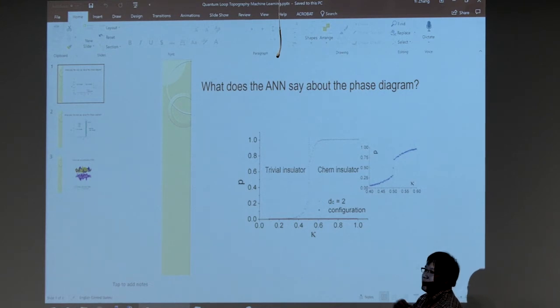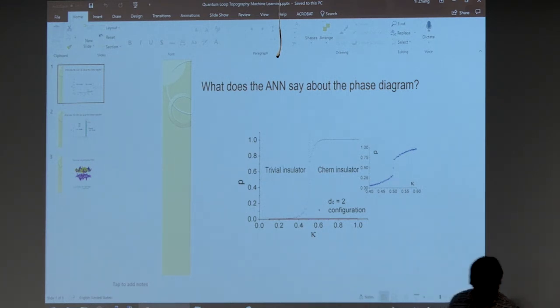So before and after the transition, although the neural network is kind of confused, it noticed just by looking at the smallest triangles that something's going up. Something non-analytical is going up right here.